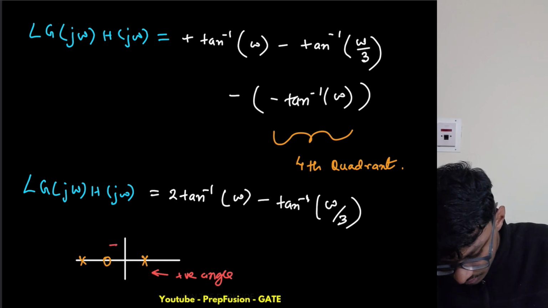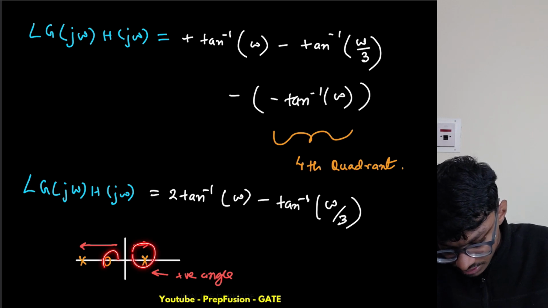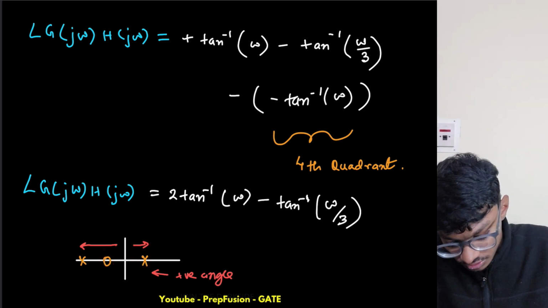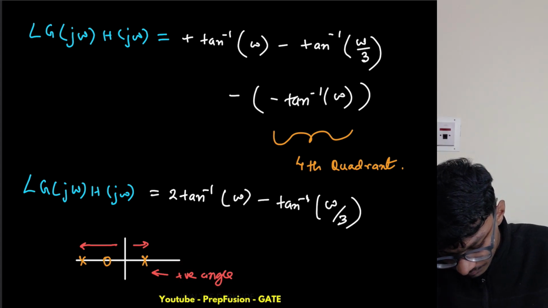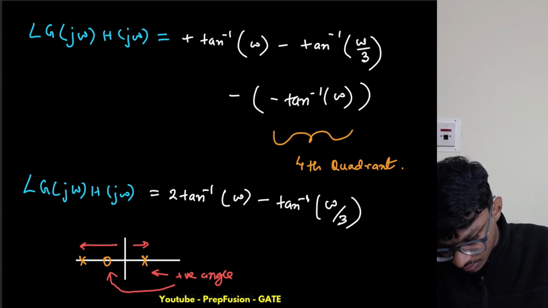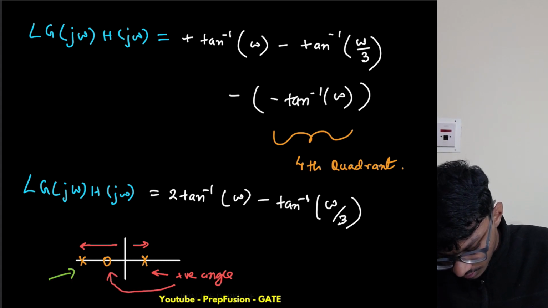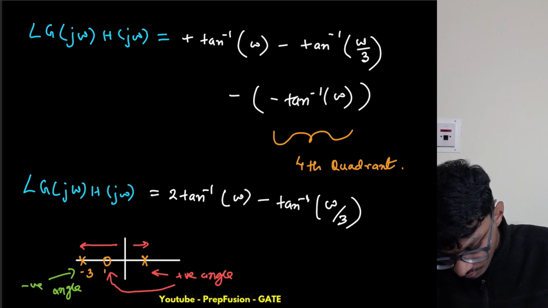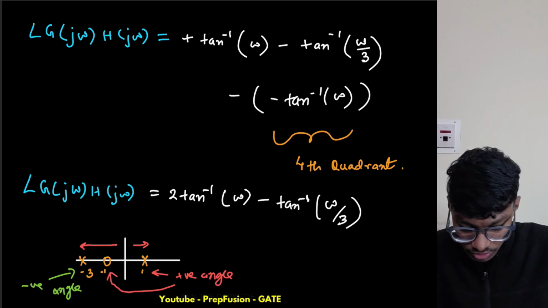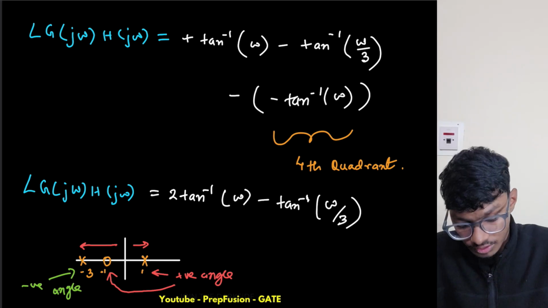It will start from the 0 degree axis and it will go here, right? So whichever I'm crossing first, those effects will come first. So this will contribute positive angle, this will also contribute positive angle, and this will contribute negative angle, but at a much later stage. So that's why it will be something like this.